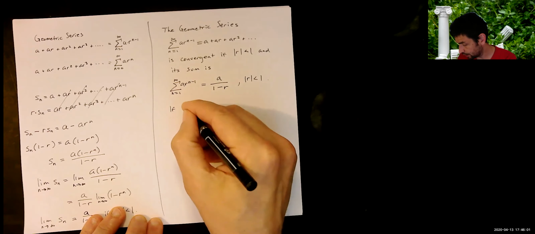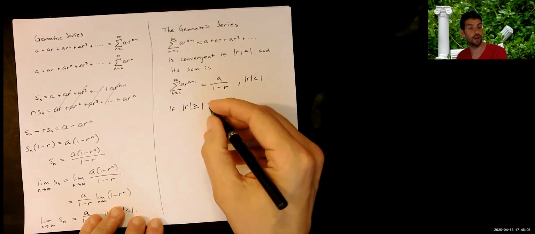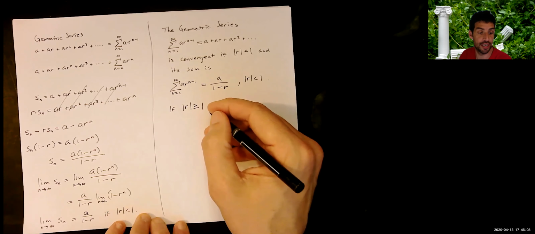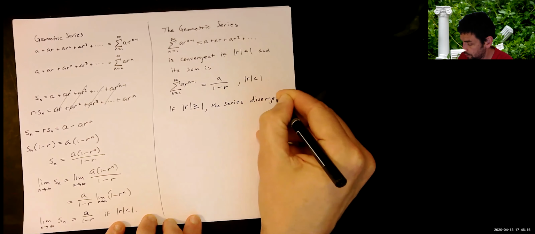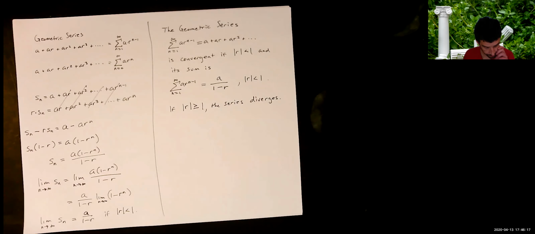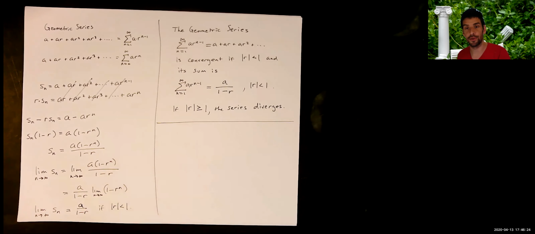If the absolute value of R is greater than or equal to 1, so further away, outside of -1 and 1, the series diverges. Okay? So that is our geometric series, right? And this is pretty nice. There are a lot of series that we're going to see that are going to turn out to be geometric series, and we have a nice simple formula for computing them or knowing that they're going to diverge.